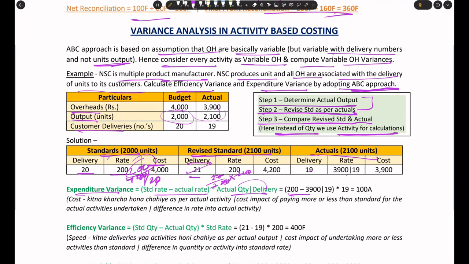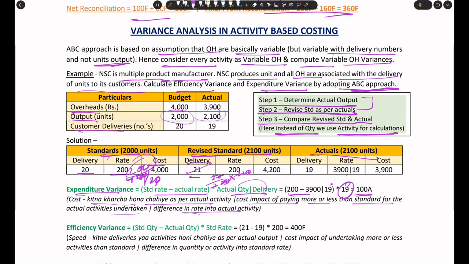So they have just taken the same way here: 200 minus the actual rate, into the actual deliveries. We understood from the hint given by sir in the previous pages that when you multiply by the quantity it has to be actual, because within the bracket you are taking the difference of the rates. So actual quantity is 19 deliveries, because this is the way of ABC costing. Then the answer is 100 adverse. Cost is how much should have been spent as per actual activity, or the cost impact of paying more or less than standard for the actual activities undertaken.